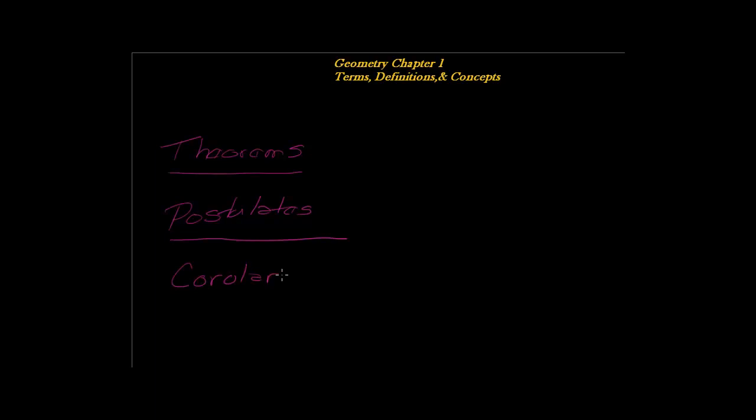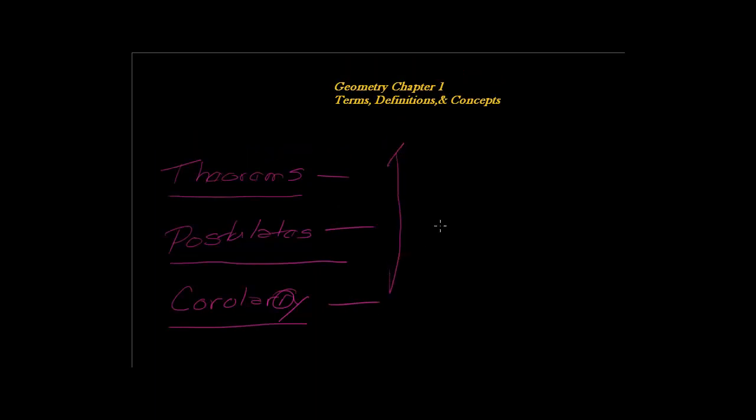Now, we have theorems, we have postulates, and on occasion you'll get in this text a corollary. And I think that's probably misspelled. I'm an awful speller on the board here. Sorry about that. Now, these theorems, postulates, and corollaries will be listed by chapter. Okay?